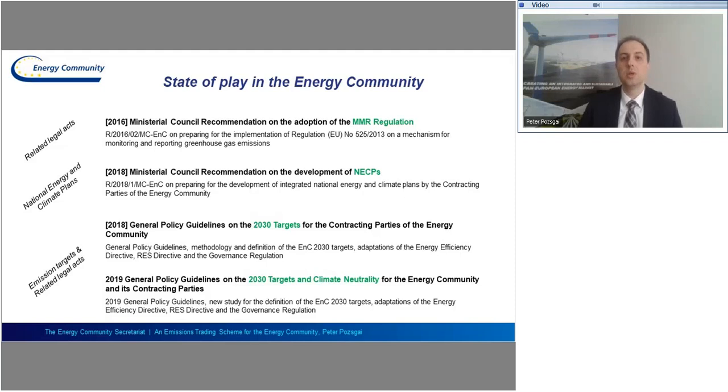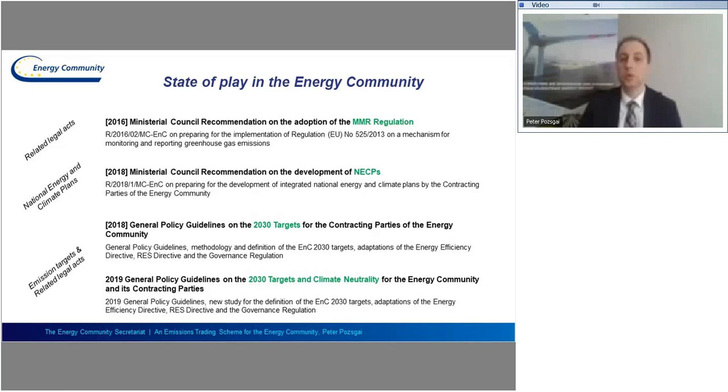Further on in 2018, there was a recommendation on the development of national energy and climate plans. This is the work ongoing right now, and the contracting parties are drafting the first version of their plans. These plans are important because they give an overview of the how-to.